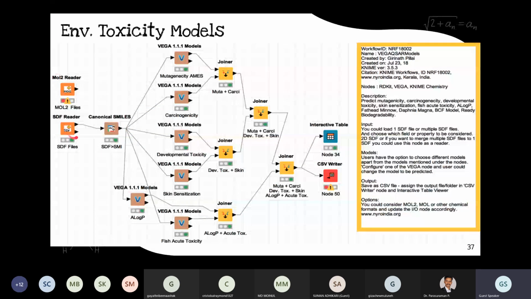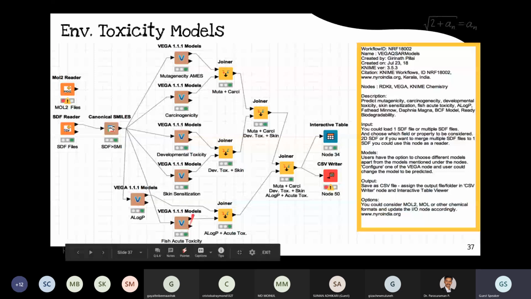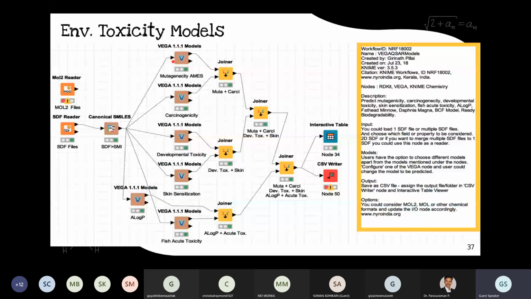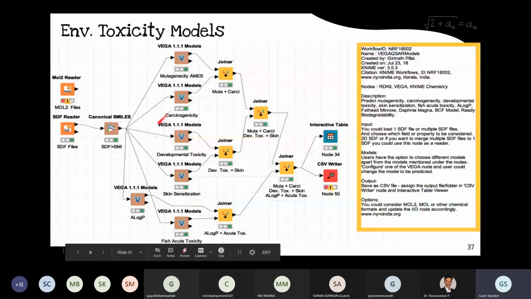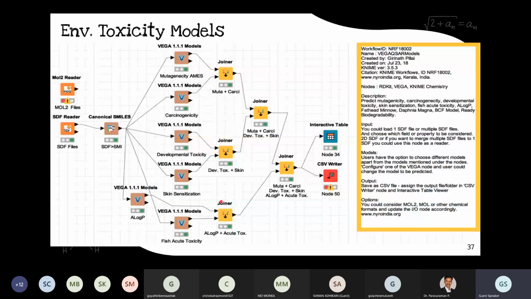Now let us look at some environmental toxicity models. Similarly, a mol2 file, SDF file, or mol file, anything can be brought in here. But here we have to convert it into SMILES. So converting to SMILES is mandatory, and then we take them to VEGA models. Unfortunately, VEGA does not have extensions available in the repository right now, so I'm not sure whether it will work for you. I am using an older version, so it still works. If you ask me to share those files, that node will not work with the latest version of KNIME, so that is also a problem. I told you, 2.5 years back I was using KNIME 3.5, and now the KNIME version is 4.2, so you can see the difference. Then we merge all the data and write it as a CSV file.